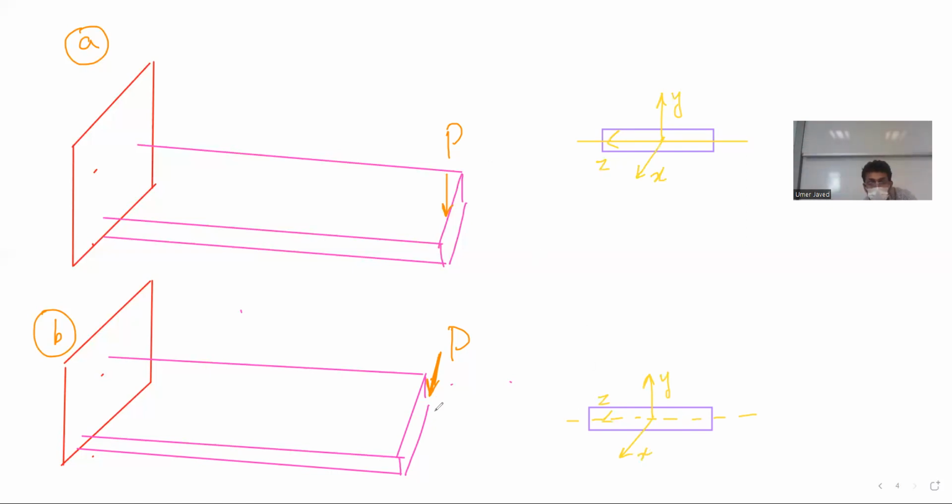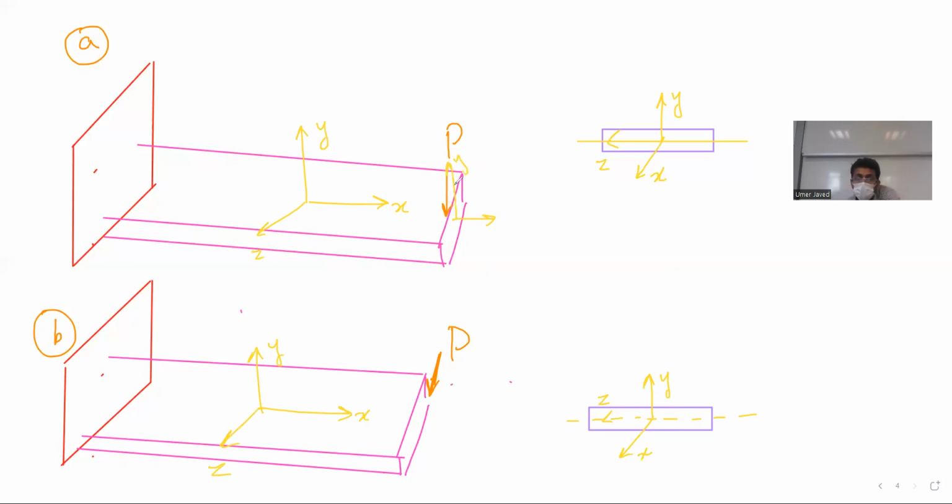Because my X is in this direction. My Y is like this. My Z is like this. Same here. My Y is upward. My Z is in this direction. My X is along this. And you can see this, that when I am looking from here, this Z will be outward. Y will be upward.